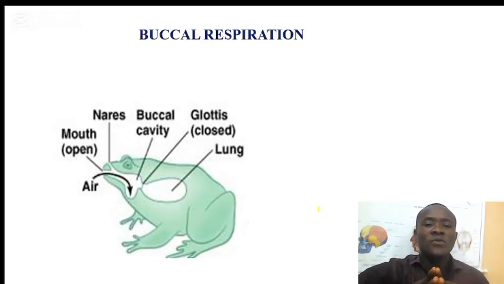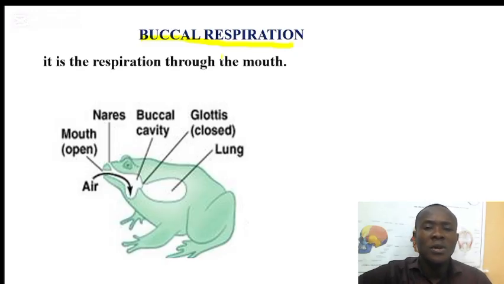So after we have talked about the cutaneous respiration, next we are going to talk about the buccal respiration, which is the respiration that is being done through the mouth. Now let's talk about how this respiration is being done through the mouth. So in here, we are not going to make use of the lungs. We are just going to make use of the mouth. And it has to be in the mouth that this gaseous exchange has to happen.